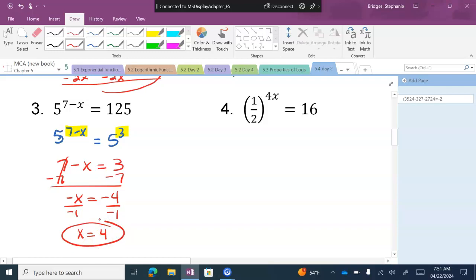Now, looking at papers, it seems we may have forgotten the fraction part. For number 4, I have 1/2 and I have 16. How can I rewrite 1/2 so it's not a fraction? What does that become? 2 to the... What do you do to the exponent to make it come up to the top? Make it negative. So that becomes 2 to the negative 1. Keeping that 4x out there. And since I rewrote the fraction as a power of 2, can I write 16 as a power of 2? Yes, it's 2 to the 4th power.